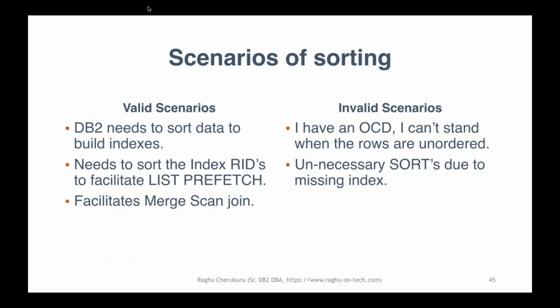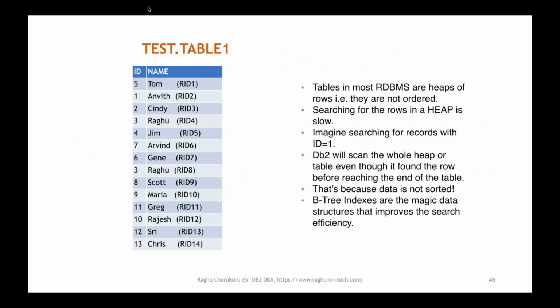So DB2 needs to sort the data to build indexes, needs to sort the lists to facilitate list prefetch, and facilitates merge scan joins, and all these are valid scenarios. Invalid scenarios are like, I have OCD and I want to sort the data. That's not a good thing to do. Or you could even use indexes to avoid in-flight sorts. That means because of your B-tree indexes, for example, take this table. I made up this table.